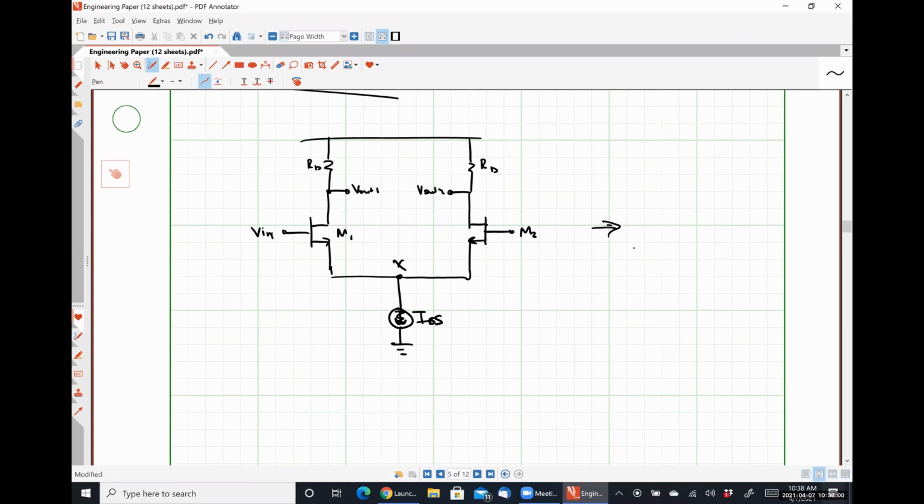So my half circuit for this guy would be RD, out. Looks too much like a BJT. Handwriting is getting quite sloppy. I apologize.